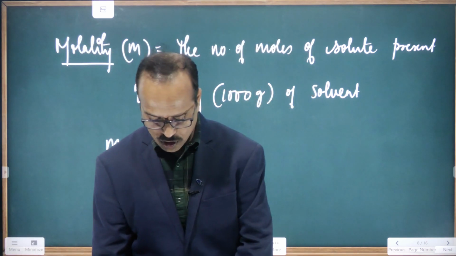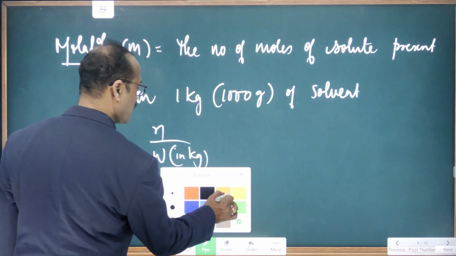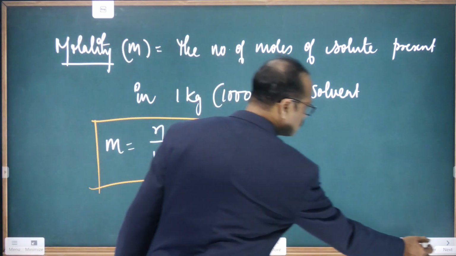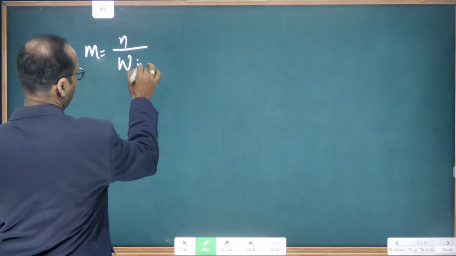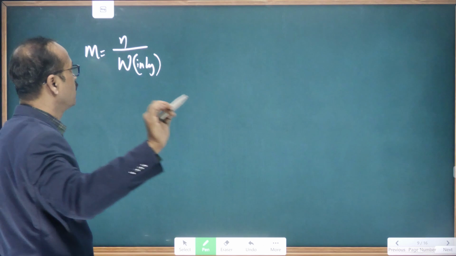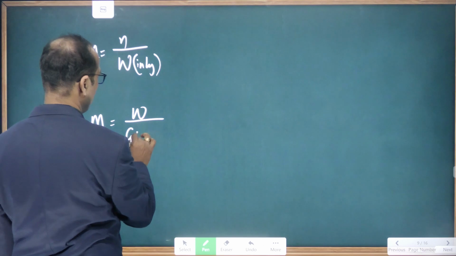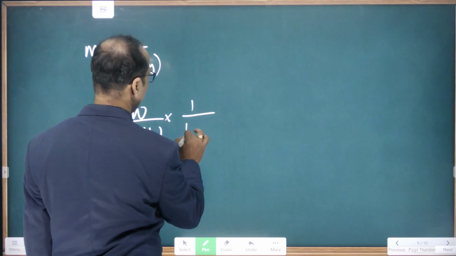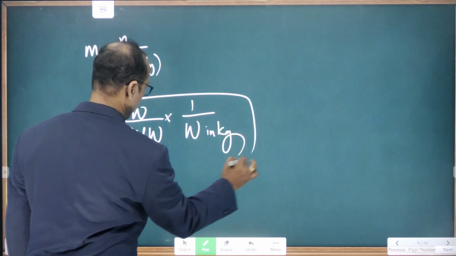Is this clear to you? The same formula we can also write in another way. Molality is equal to number of moles by weight in kg. This is the solvent, remember that. But number of moles is equal to weight of solute by gram molecular weight. So if you substitute, m is equal to weight of solute by gram molecular weight of solute into 1 by weight of solvent in kg. This is the second formula.